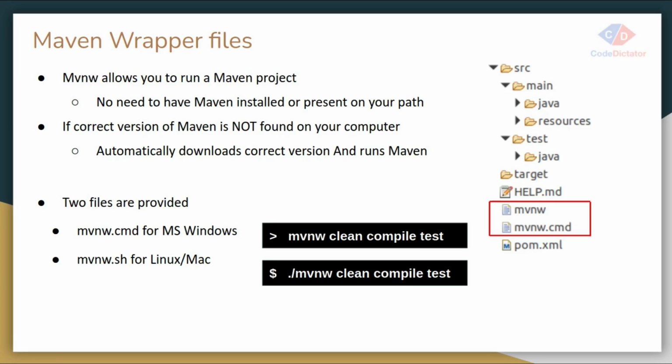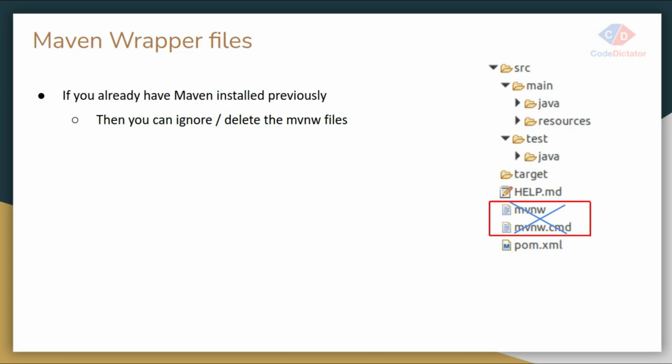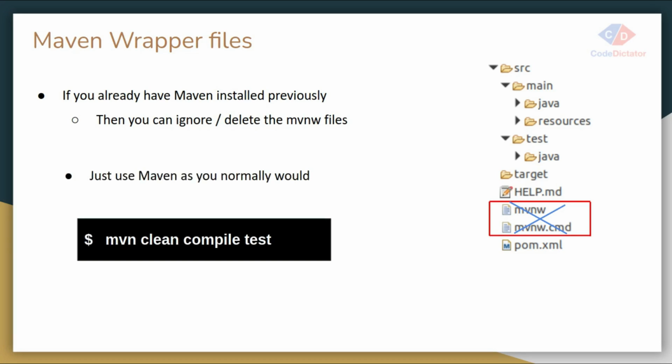But what if we have already installed Maven and we have the correct version of Maven? How will it work? What will happen at that time? If you have the correct version, or if you already have Maven installed in your system, then you can simply ignore those files, or you can simply delete those files. That is not a mandatory part. And at that time, if you have Maven installed in your system, you just need to simply run the command mvn clean compile test.